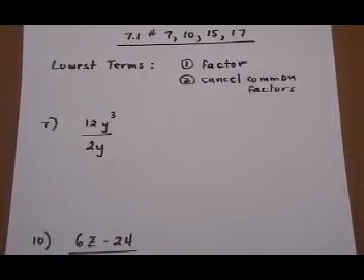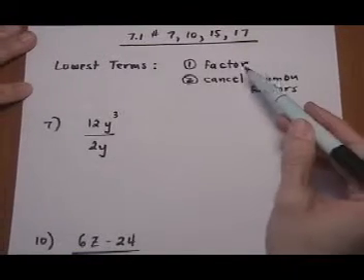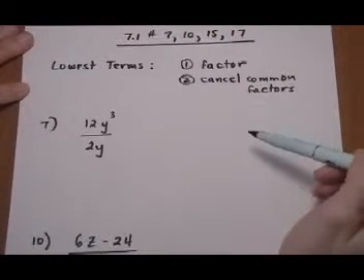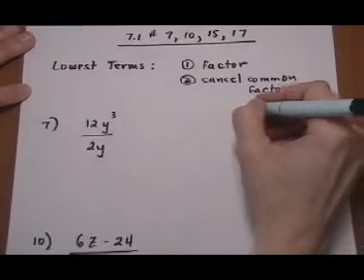7.1, number 7, 10, 15, and 17. These four problems all have to do with the idea of getting lowest terms for a rational expression. And what we want to do to find lowest terms is first factor and then cancel common factors. So it's a lot like dealing with a regular fraction with no variables.